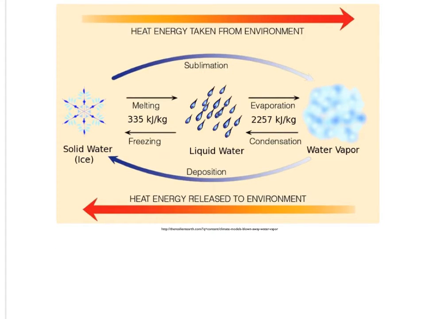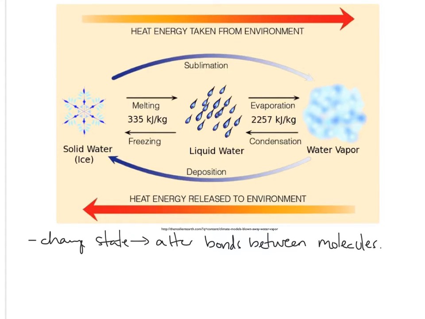So a change of state is basically we're altering bonds between molecules. When we're melting, we're adding energy to break the bonds so we can get a liquid. For evaporation, we're adding more energy to break the liquid bonds to get a gas. To condense and then freeze, we need to remove energy to reestablish molecular bonds. When you add more heat, you break the molecular bonds. Take heat away, you bring the molecular bonds back.